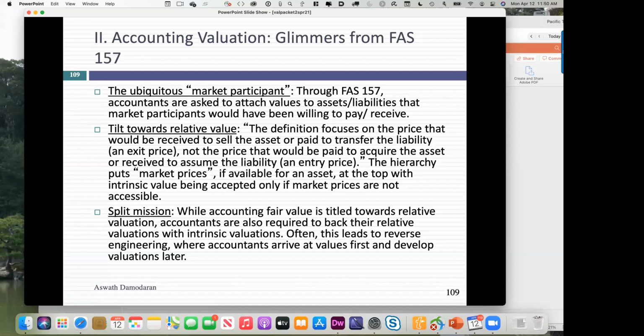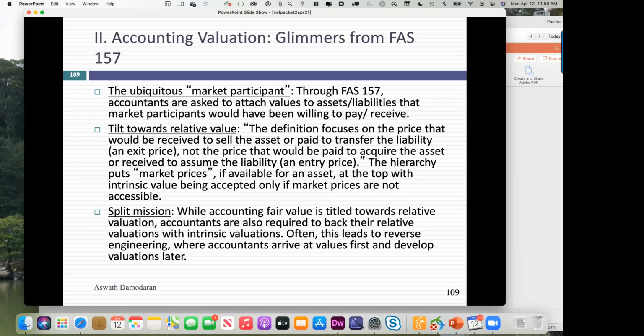And I said, are you sure you got the right person? Because I don't think that highly of accountants. They said, no, we'd like to talk about that. So I said, okay, now send me what you're thinking about. And they sent me this rule called FAS 157. That's a rule in FASB. And if you look at FAS 157, this is what accountants are asked to do. They're assigned to attach value to assets or liabilities that market participants will be willing to pay for those assets. That's how the rule is actually stated.